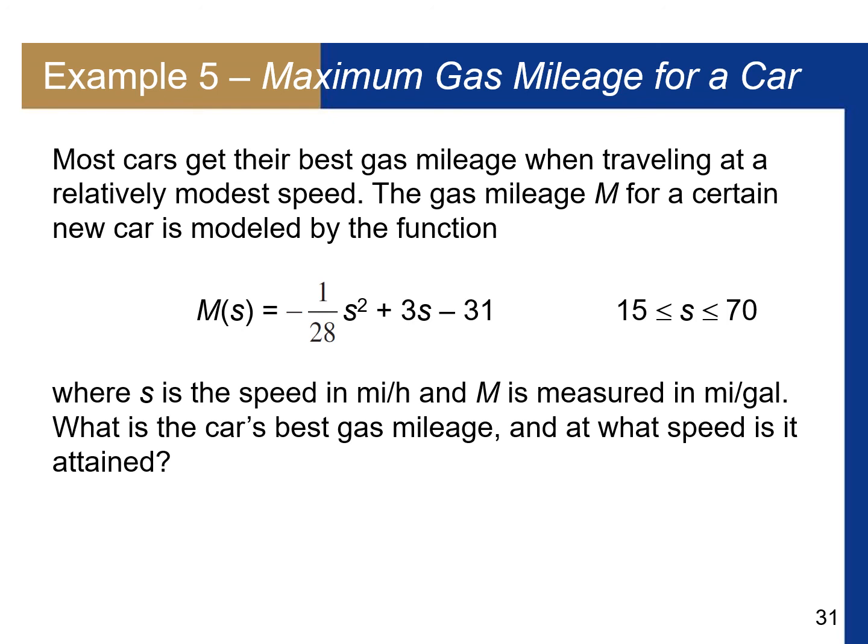Here we want to see who gets the best gas mileage when traveling at a relatively modest speed. The gas mileage M for a certain new car is given by this. So this is the formula that is given to you for our mileage at a certain speed. So if my speed is greater than or equal to 15 and less than or equal to 70, we want to find out where my maximum or minimum is.